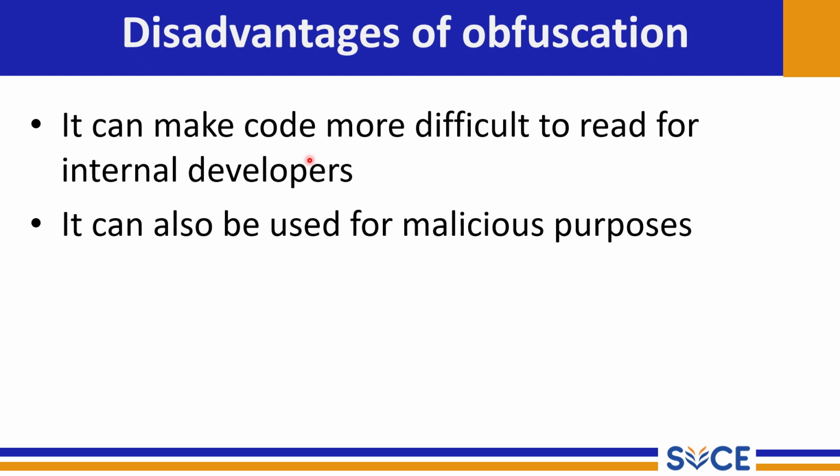So one of the main drawbacks of obfuscation is that it can make the code more difficult to read for the internal developers. Once they have developed it, the people who are developing for an organization will be confused. It makes it difficult for the internal developers. For example, code that uses the string encryption obfuscation method requires decryption of strings at runtime, which slows the performance. Another disadvantage is that it also can be used for some malicious purposes.